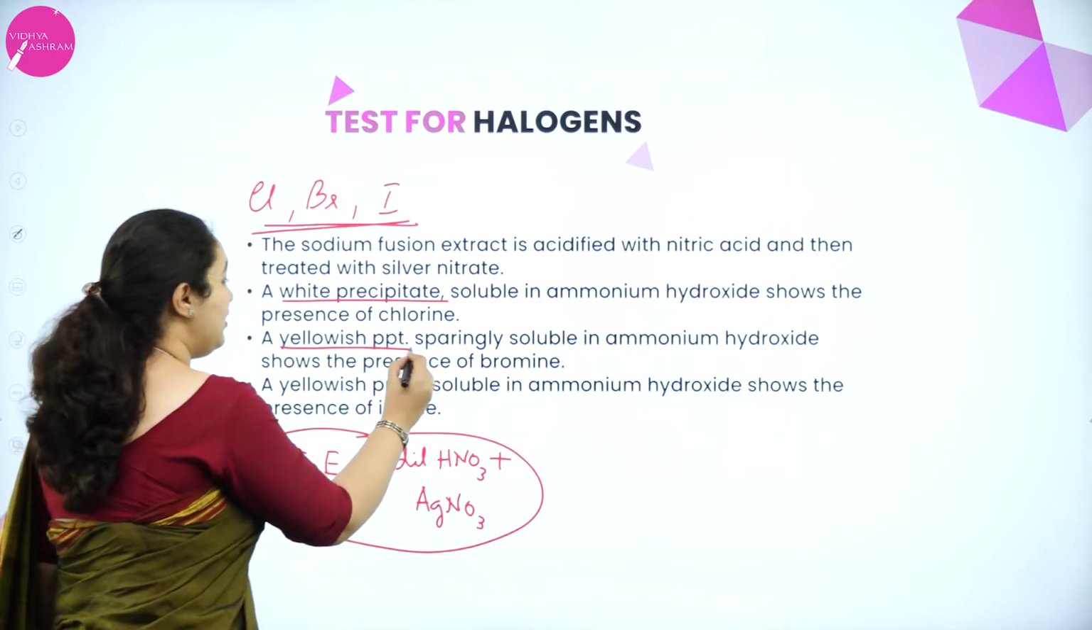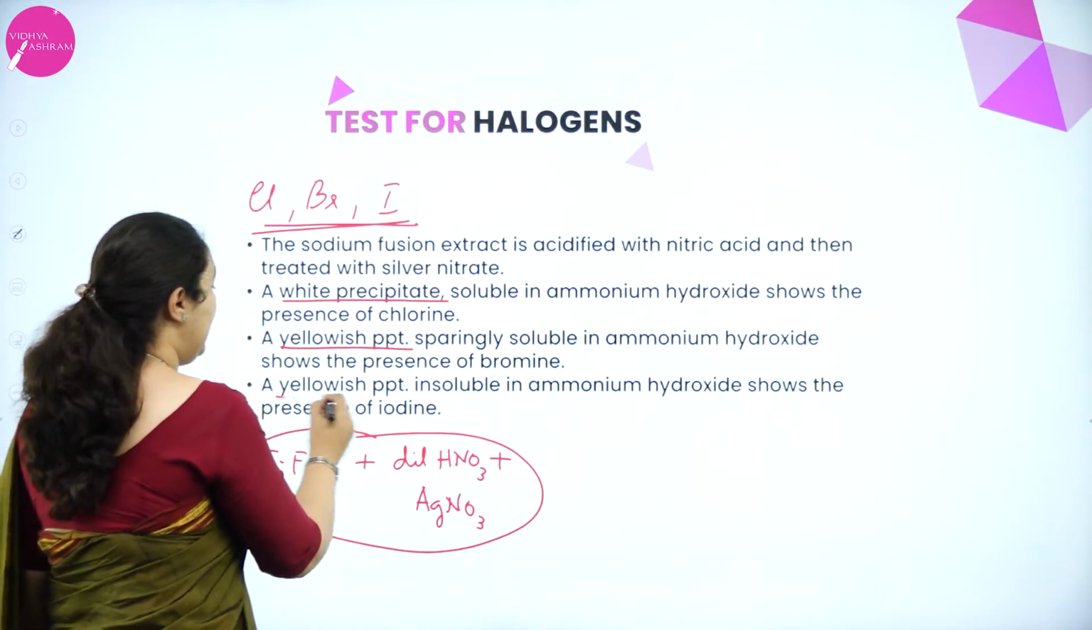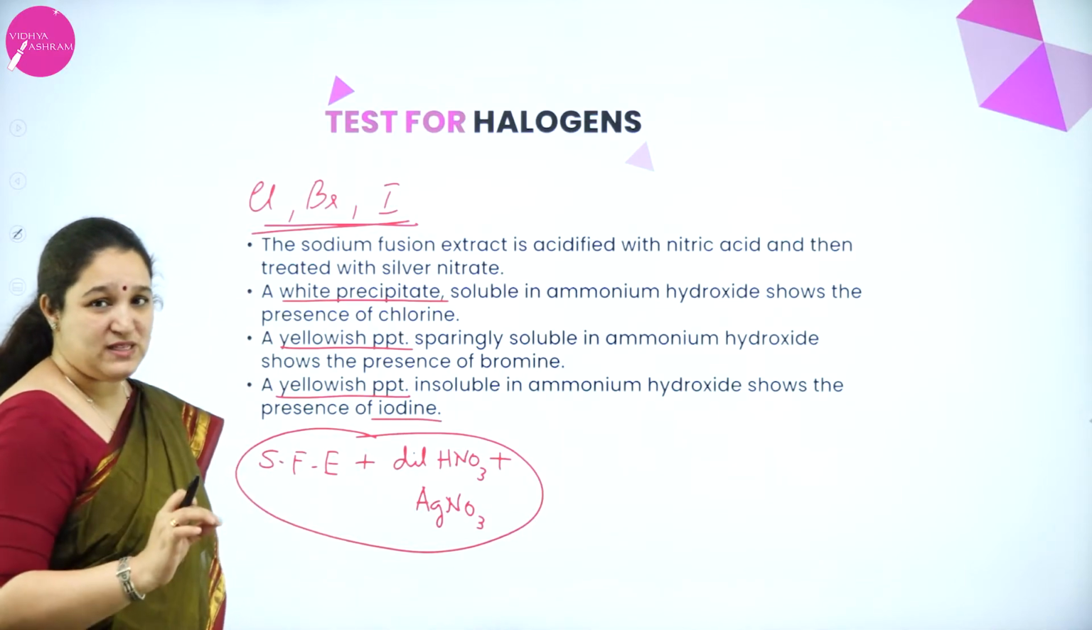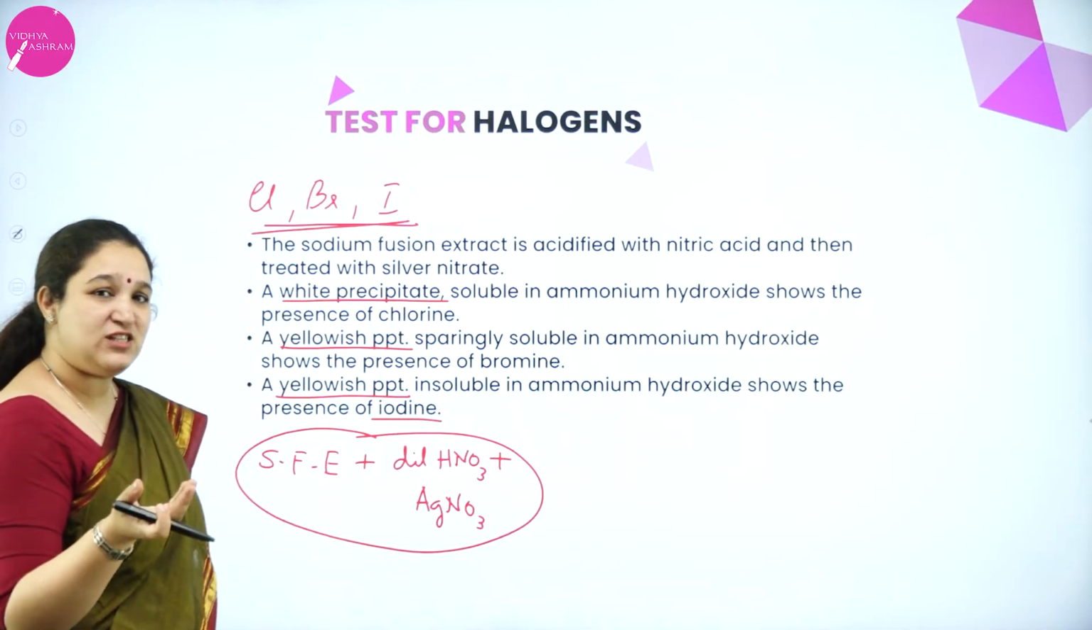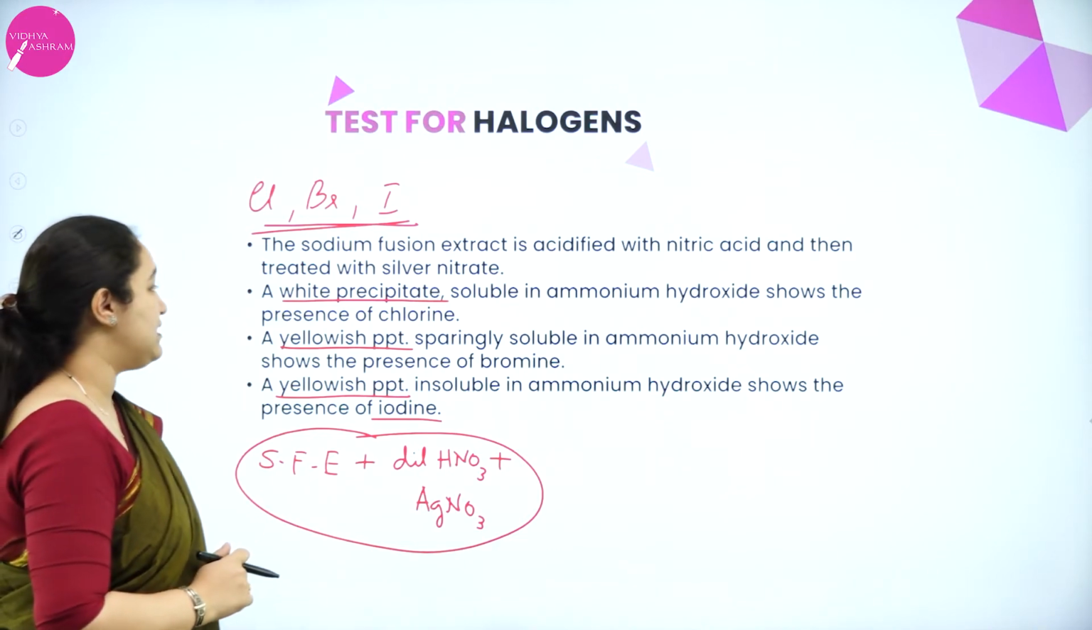If I get yellowish white precipitate, then it is bromine. If I get yellow precipitate, then it is iodine. And all the three precipitates have different nature when you treat it with ammonium hydroxide. What we will see here.